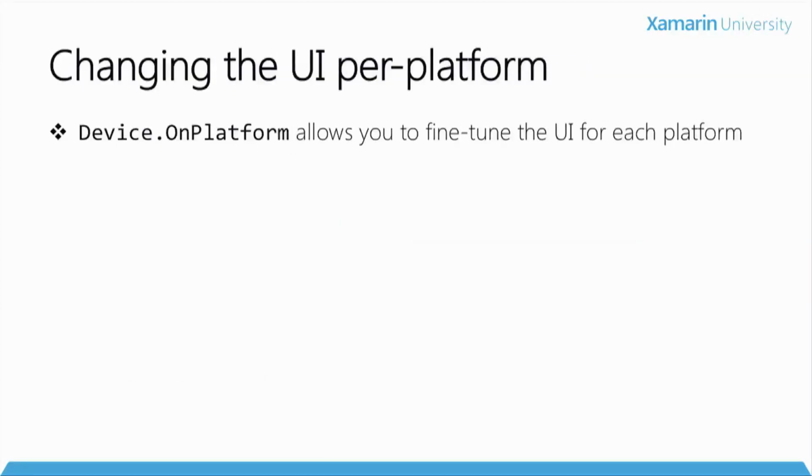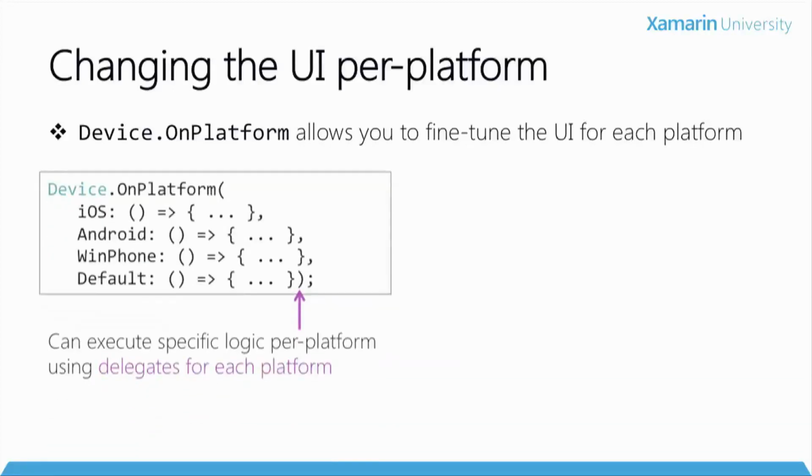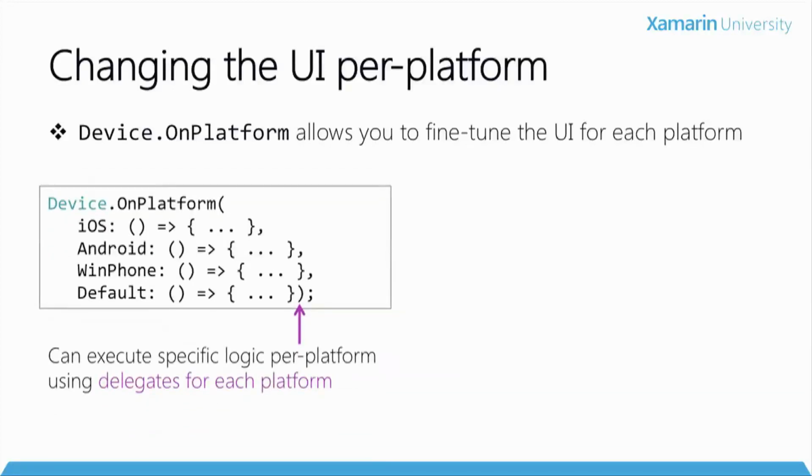And the first thing that we want to look at is using the built-in API that Xamarin.Forms gives us to tweak things a bit depending on the platforms. We have, for instance, the Device.OnPlatform method, which allows us to execute code depending on the platform we're currently running on. The Device.OnPlatform method takes four delegate methods, one for each platform. You'll also notice that there's a fourth one, which is the default delegate.